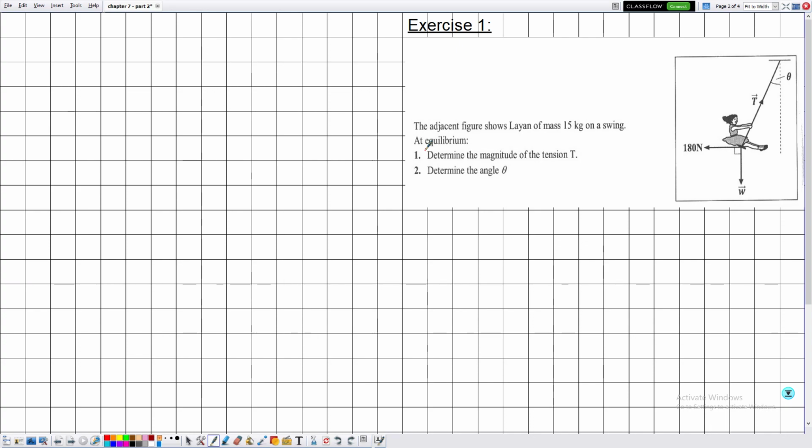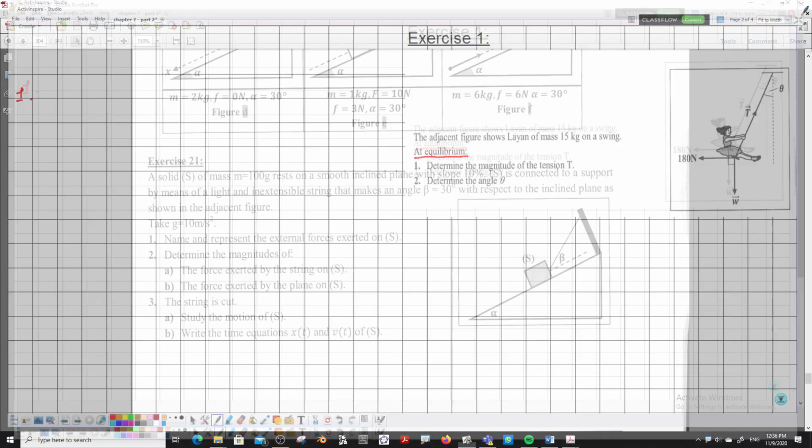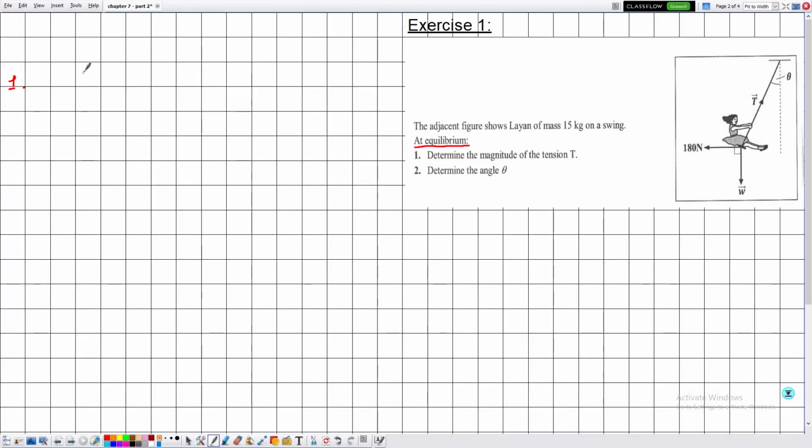They are telling me the adjacent figure shows a lion of mass 15 kg on a swing at equilibrium. So this gives us a hint that we must use the condition of equilibrium. Then number 1, they are telling me to determine the magnitude of the tension T. This can be determined by applying Newton's second law.